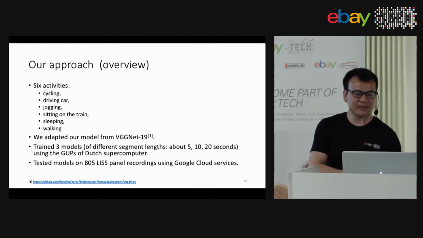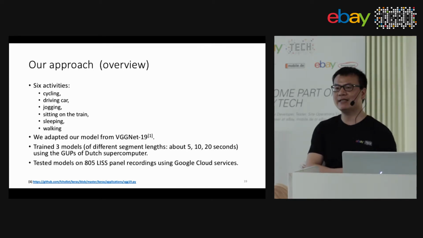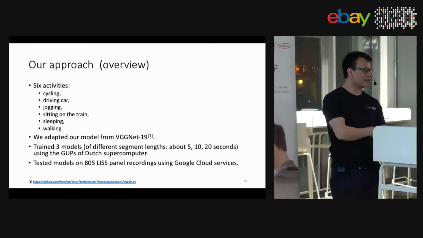We started from 6 easy activities like cycling, driving, jogging, sitting on the train, sleeping, walking. And we adapted a model, as I said, from GoogLeNet, 19. 19 means the number of layers. And then we trained 3 models for different segment lengths. They are about 5, 10, and 20 seconds segment length, using the GPU of the Dutch supercomputer.